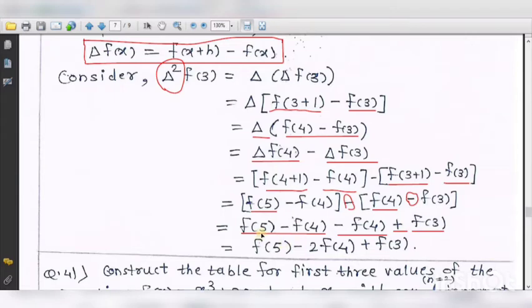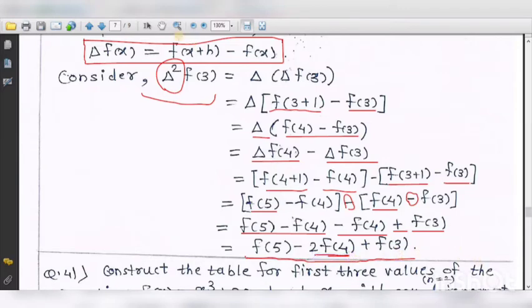So f of 5 is the term as it is. Now f of 4 is repeated 2 times. Here minus f of 4 and here also minus f of 4, so minus f of 4 minus f of 4 means 2 times it is repeating. So it is minus 2 f of 4 plus f of 3. So final value is what? f of 5 minus 2 f of 4 plus f of 3. So value of delta square f of 3 is f of 5 minus 2 f of 4 plus f of 3.